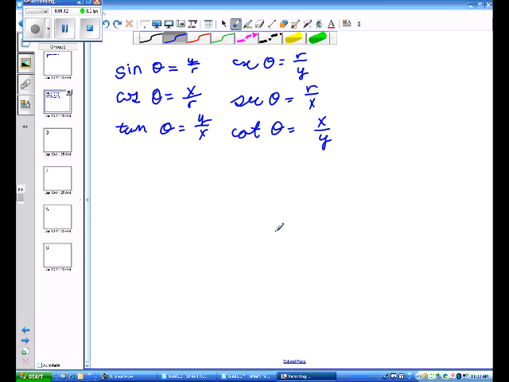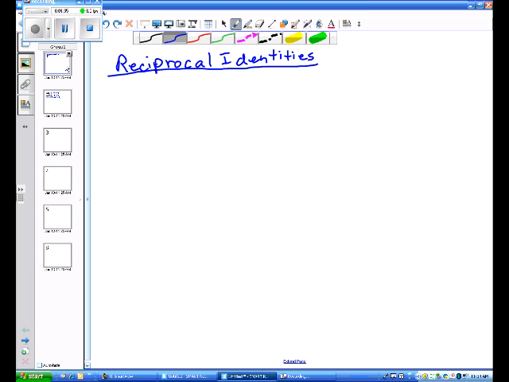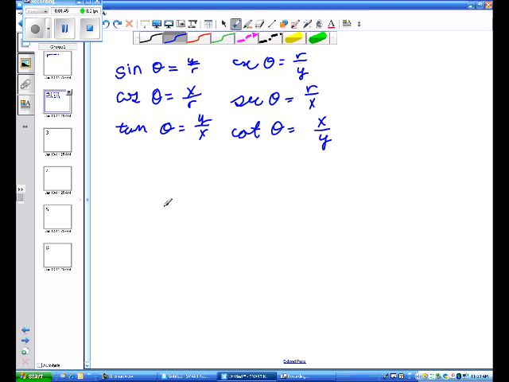You will need to memorize these identities, and we can use them in a lot of different ways, especially we can use them for simplification to make some of our expressions a little bit easier to work with. The first set that we're going to look at are called the reciprocal identities. And so they're going to be based upon reciprocals. So let's look at how we develop these, and then we will deal with those.